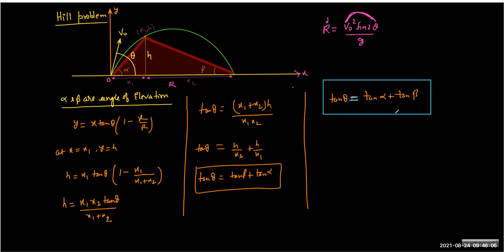If you know the angles of elevation, alpha and beta, the sum of their tangents is equal to the tan of the angle of projection. So this is the relation that we can derive using this formula. Otherwise, thinking about this formula is very difficult.